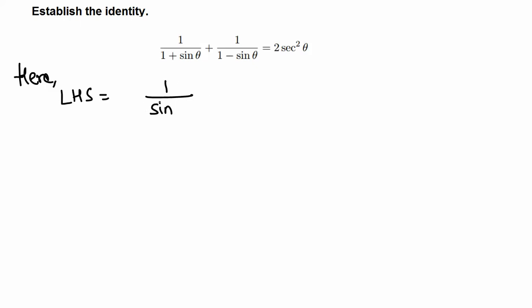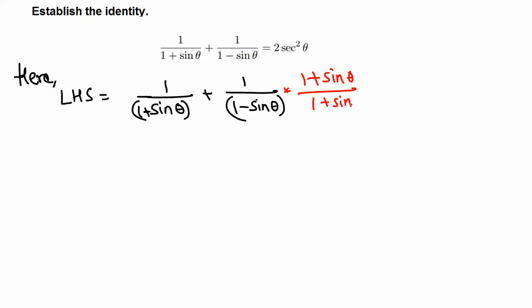Okay, 1 over 1 plus sine theta plus 1 over 1 minus sine theta. By the way, 1 plus sine theta is a block, same thing here. Now we want to combine these two fractions. For that we have to make a common denominator. For that we multiply the second fraction by the bottom of the first, so 1 plus sine theta over 1 plus sine theta. Okay, it is a block.